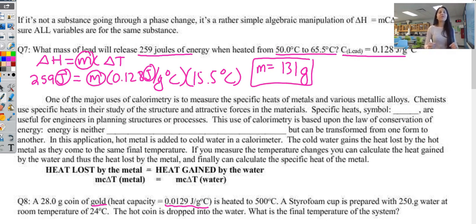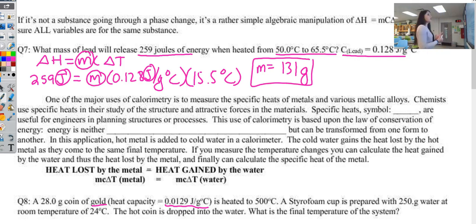What does it mean? Well, the higher the number is, the more resistant it is to change, the more energy it requires in order to change its temperature. So when we define heat capacity or specific heat, it's the amount of energy required to change 1 gram of that substance by 1 degree Celsius. The bigger that number is, the more energy it requires to change that. So that's another important thing: when we look at these numbers, what do these numbers mean?